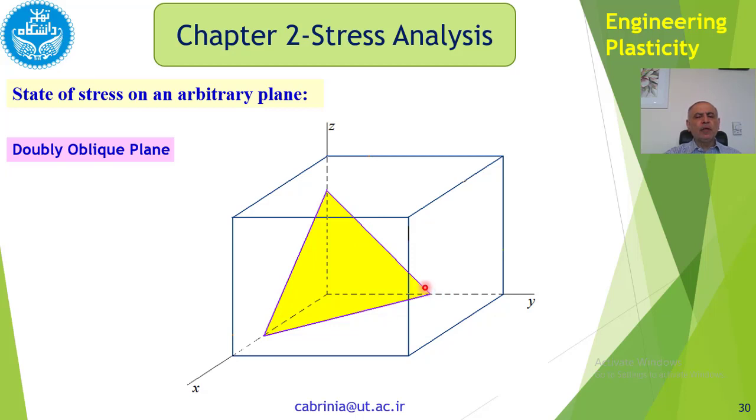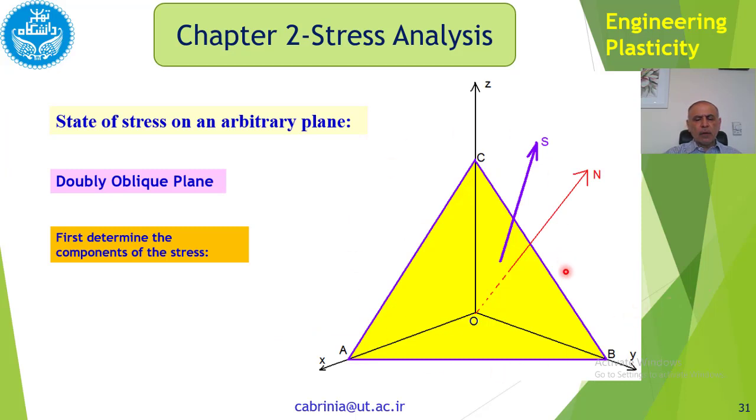That's what we want, because we said that we want an arbitrary plane, a general plane. And if we find the stresses on a general plane, then we have the stress on any plane. So this is a general plane because it makes angles with different directions, and these angles are arbitrary, and we can change them any way we like. So that's why we call it a doubly oblique plane, because it has double gradients.